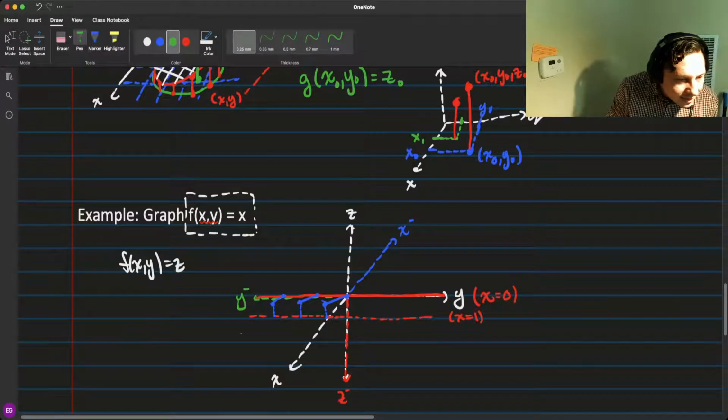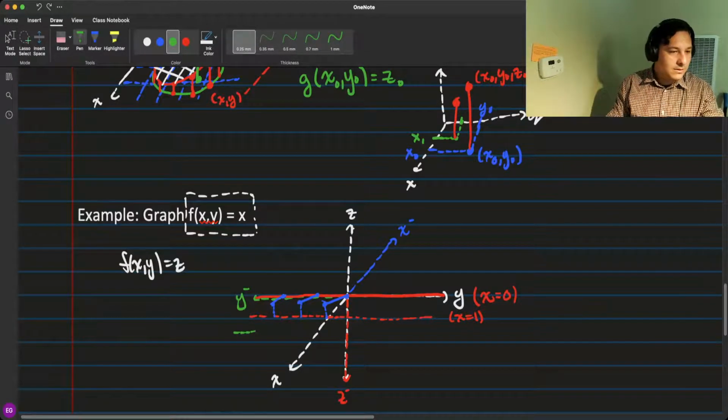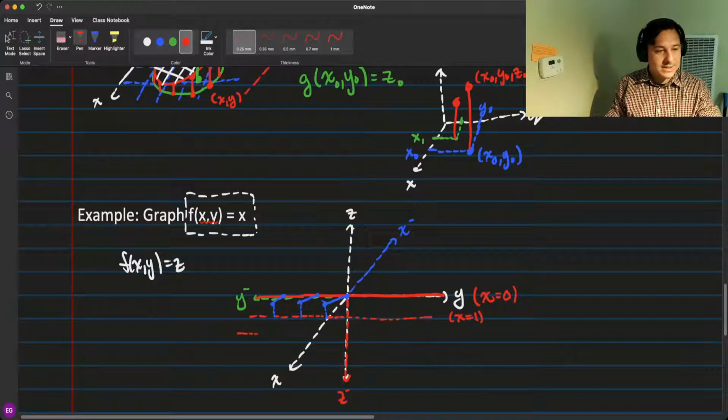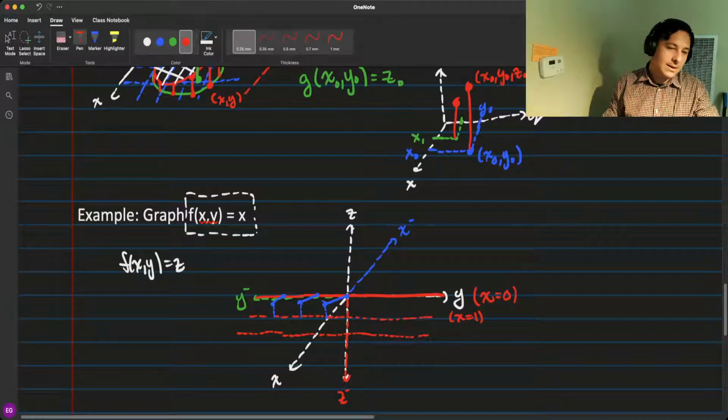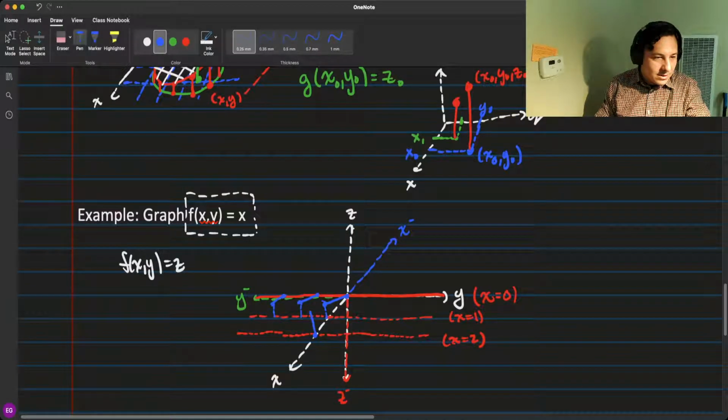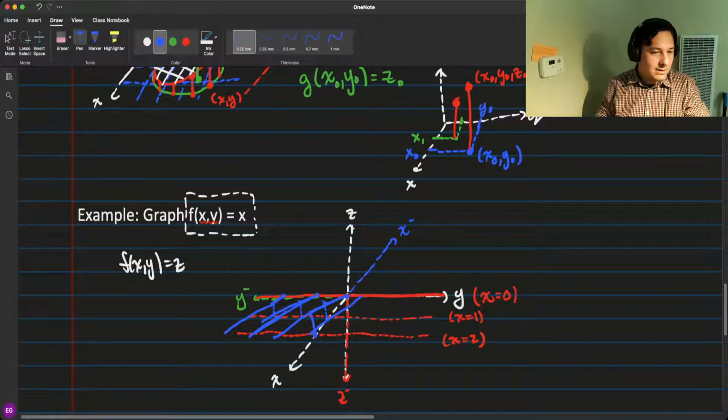Okay, at x equals 2. Oops, wrong color. Yeah, we're going to see that in a moment. So at this line, x equals 2, we now know that the height goes up by 2. So what you can imagine is that you have all these lines going up like this. And yes, you get this flat surface that slowly goes up like so.